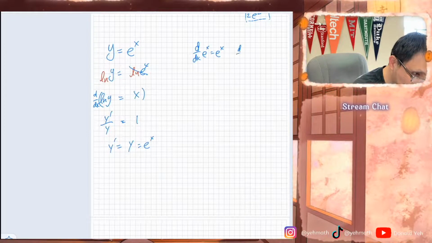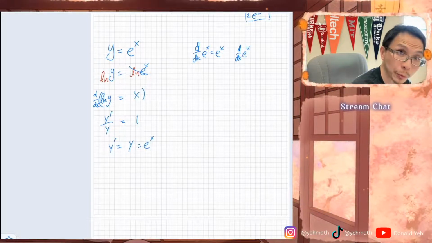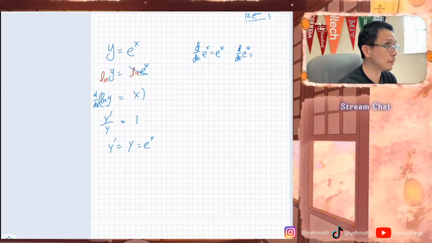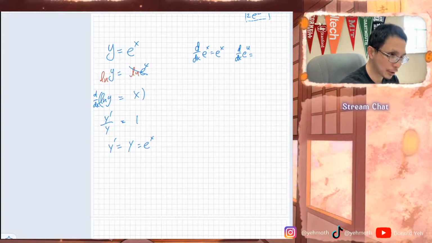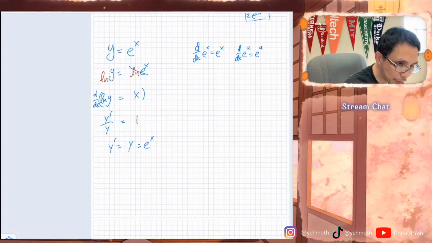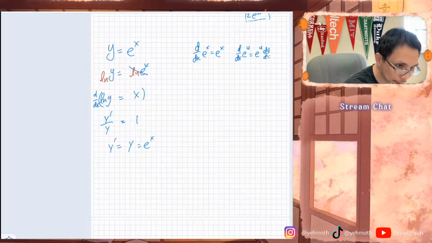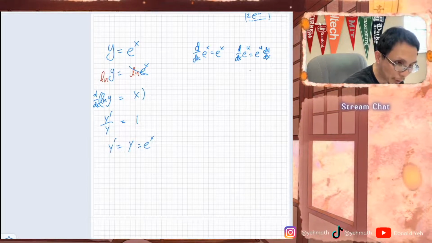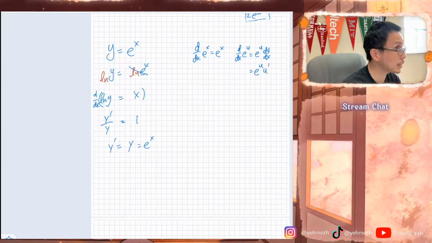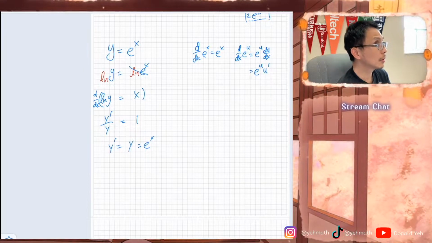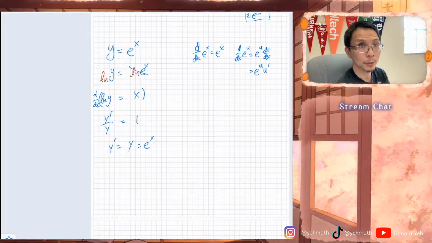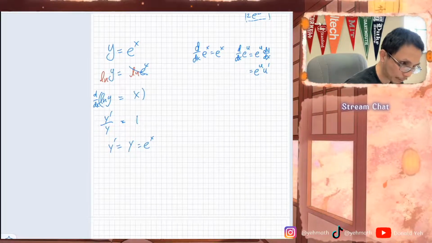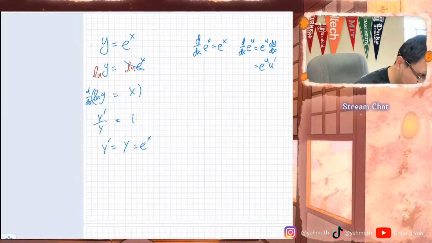And what is the derivative of e to the u? It turns out there's a chain rule involved when you take a derivative of e to the u. So it's e to the u times du/dx. You have to take a derivative of the u, or e to the u times u prime. Those are the things you have to pay attention to. It looks like they are the same, but they are not the same. I'll show you an example in a second.